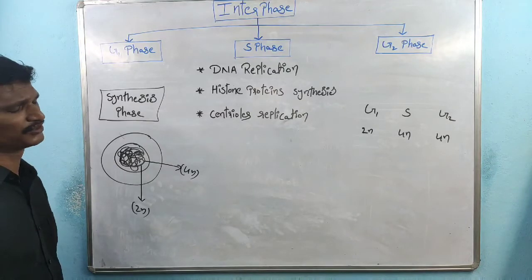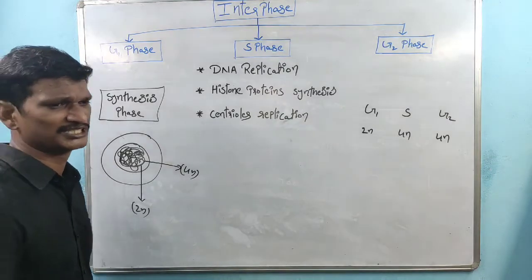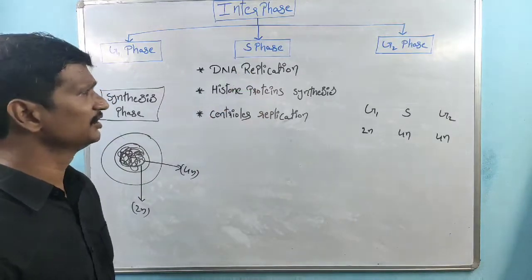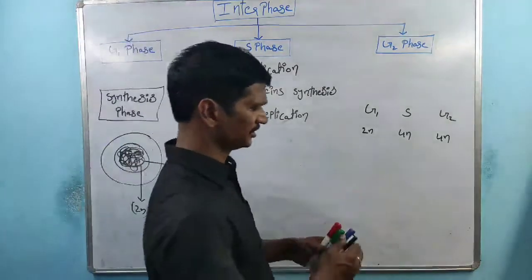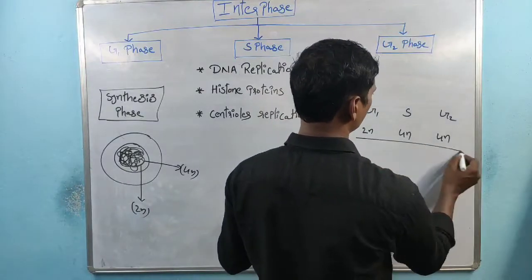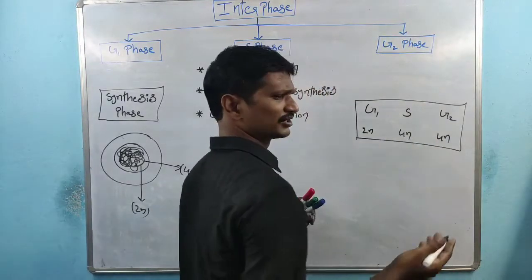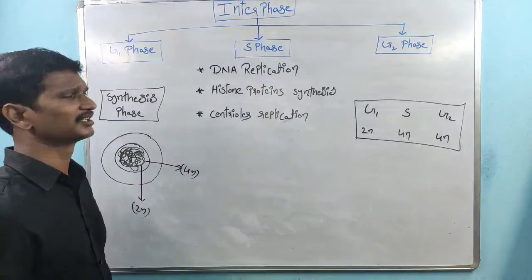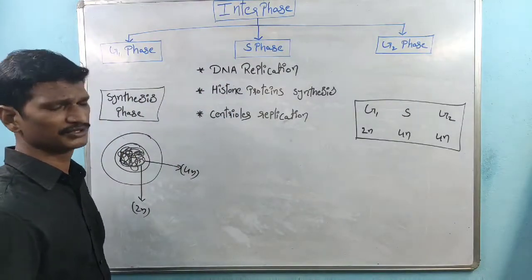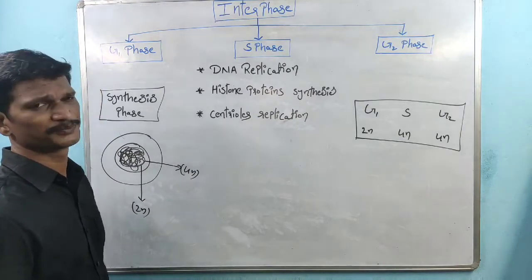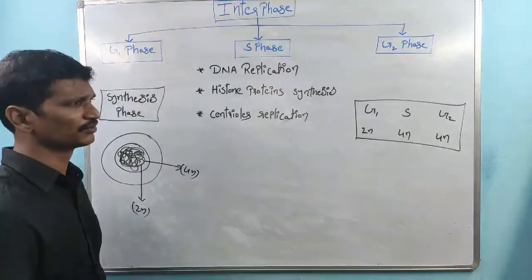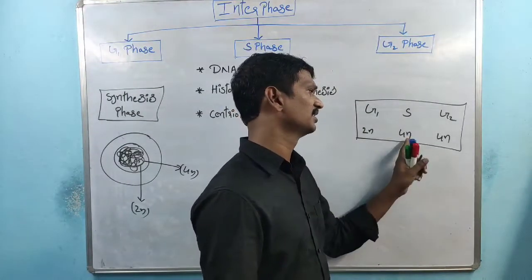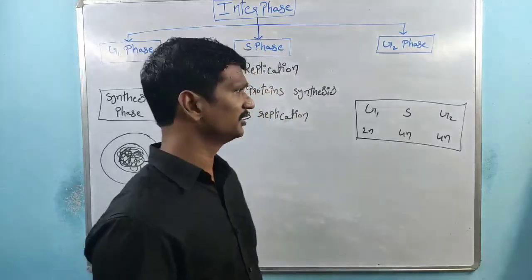Within G1 phase, whatever proteins are there, which are nothing but enzymes, are the enzymes involved in the DNA replication process. So that is about the DNA replication. Later we will discuss prophase, metaphase, anaphase, and how the chromosome number varies. In G1 phase, the genetic material content is 2n. In S phase, it is 4n. In G2 phase, it is 4n, because the genetic material has been doubled.